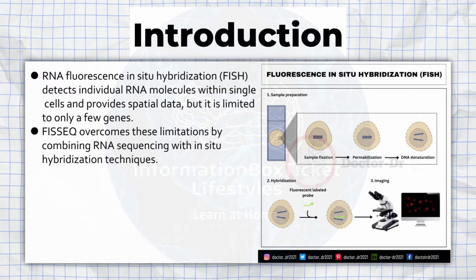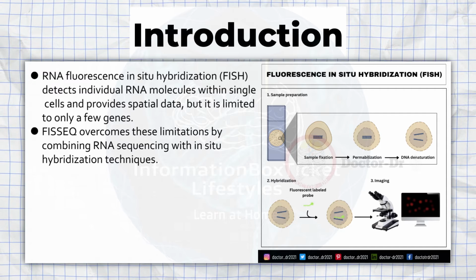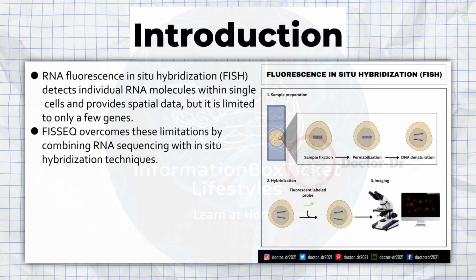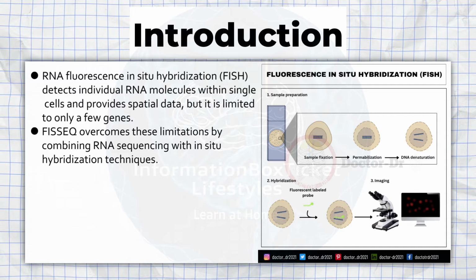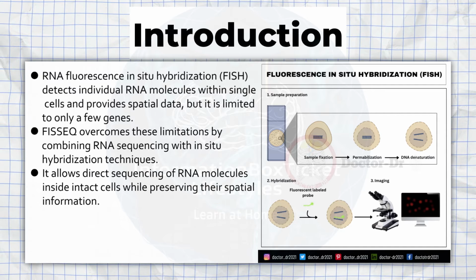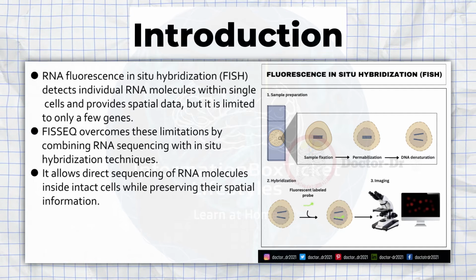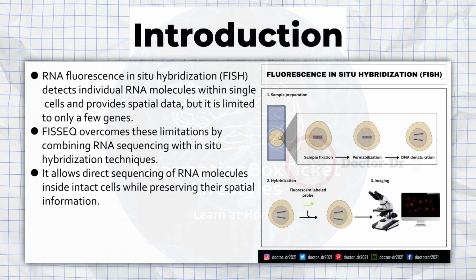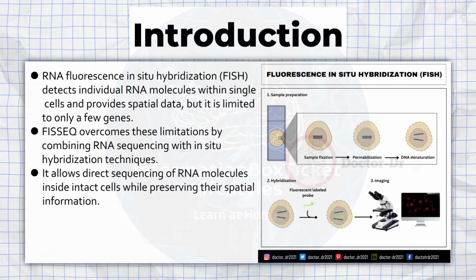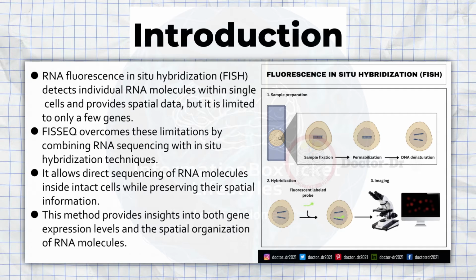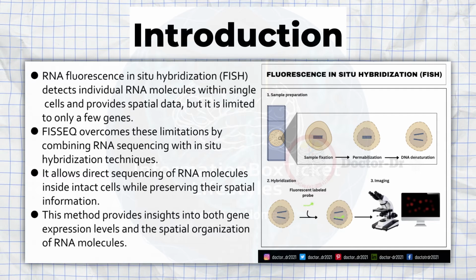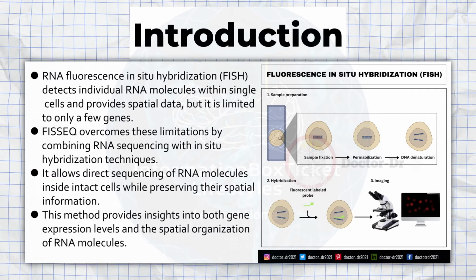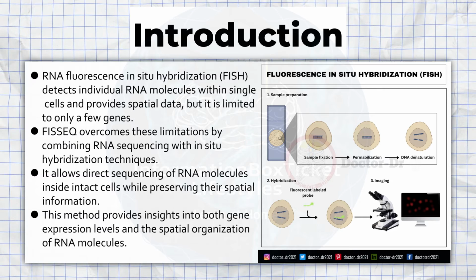Fluorescent in situ sequencing overcomes these limitations by combining RNA sequencing with in situ hybridization techniques. It allows direct sequencing of RNA molecules inside intact cells while preserving their spatial information. This method provides insights into both gene expression levels and the spatial organization of RNA molecules.